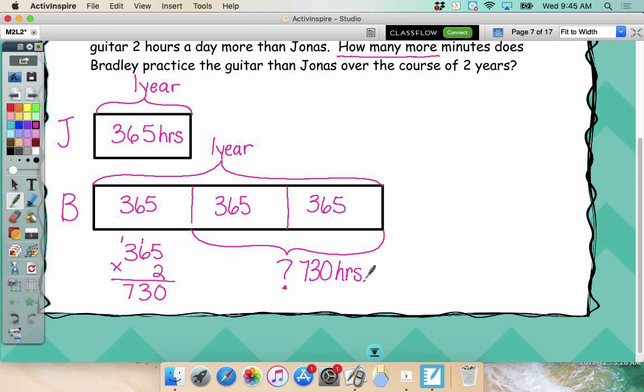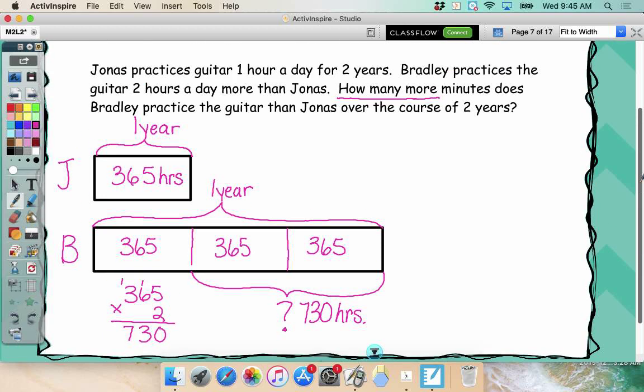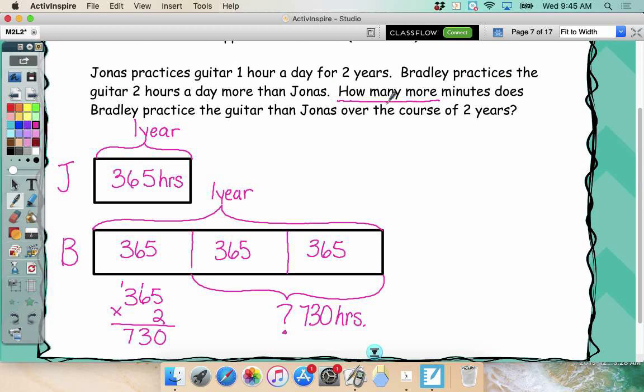Now, I'm not done by a long shot, because that's just 1 year. The question says, I'm going to read the question. You ready? How many more minutes does Bradley practice the guitar than Jonas over the course of 2 years? So I have 2 things left. I have to figure out years and I have to figure out minutes. So let's do 2 years to start with.